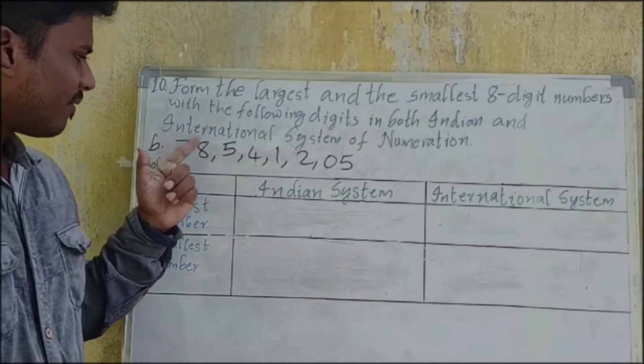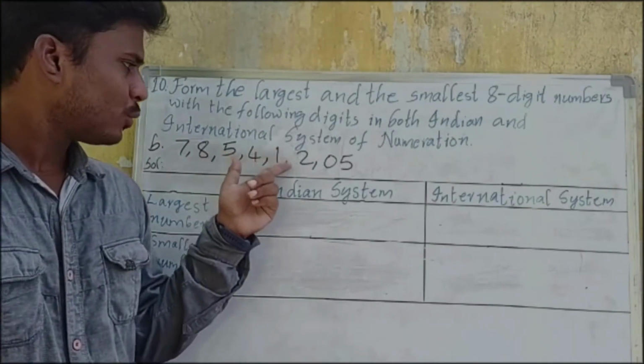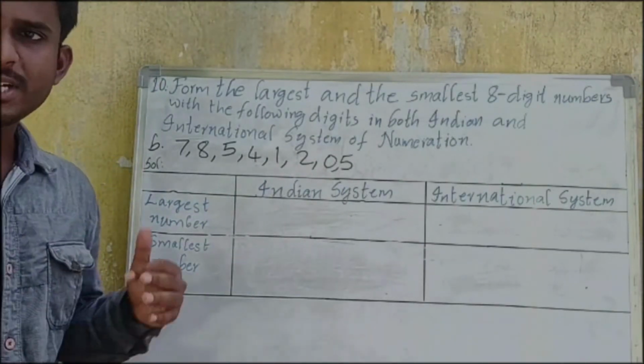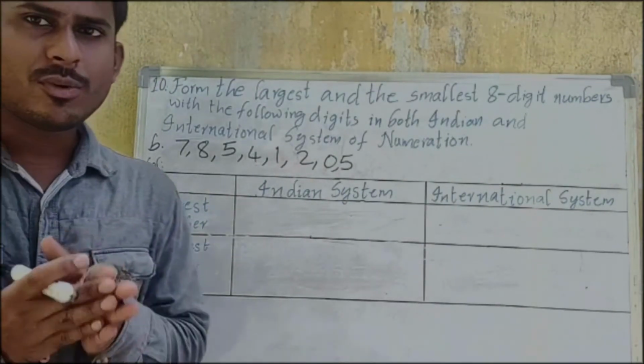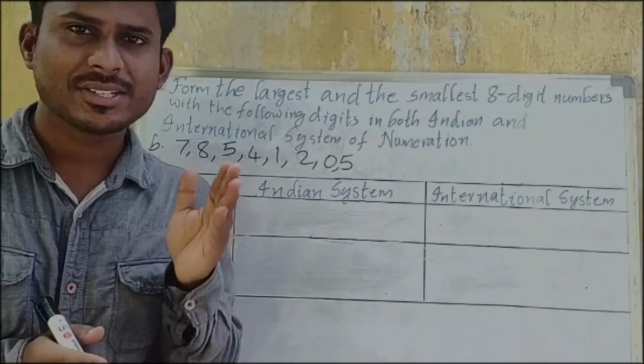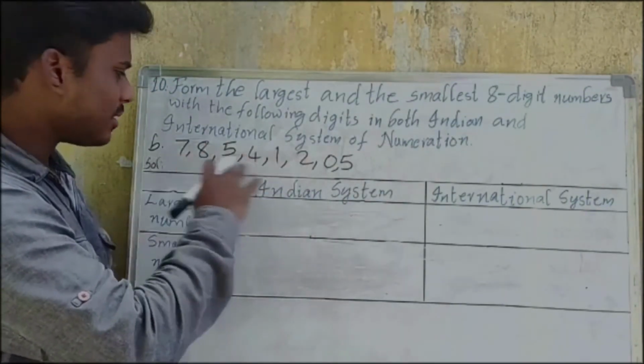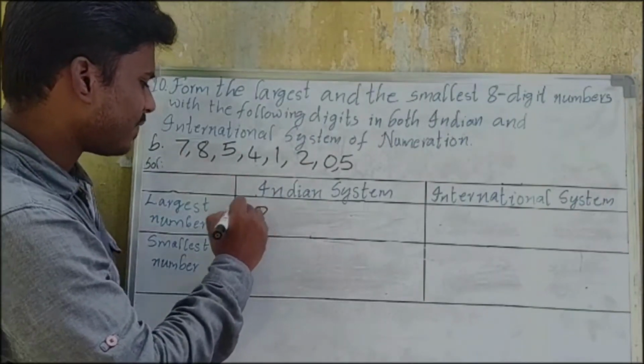7, 8, 5, 4, 1, 2, 0, 5. First let us form the largest number. So what is the order? Largest number means greatest digit to smallest digit. What is the greatest digit in these digits? 8. So 8 first.